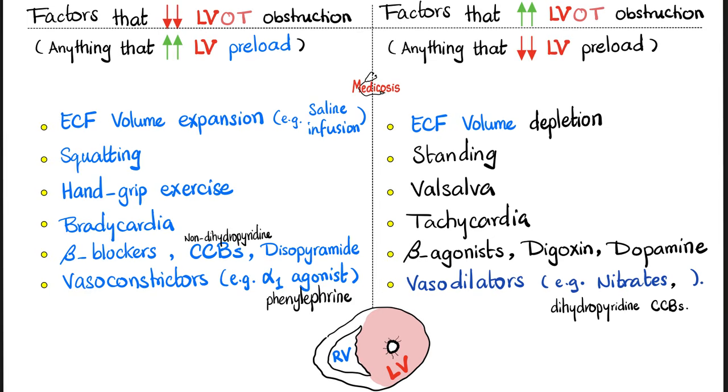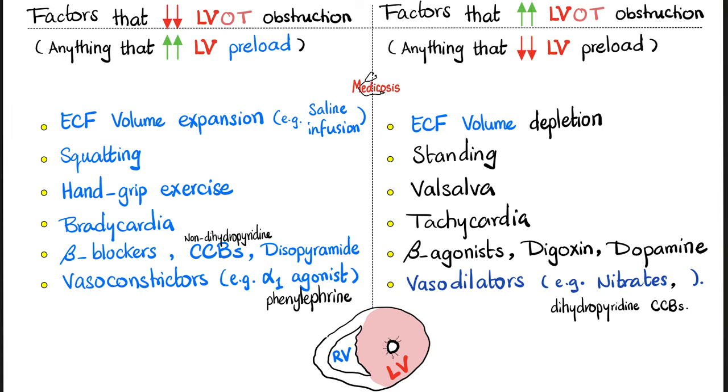How about beta blockers, calcium channel blockers? I mean the non-dihydropyridine calcium channel blockers like verapamil. How about disopyramide? This is an antiarrhythmic. It also leads to what? Bradycardia. All these three medications, whether verapamil, metoprolol, or disopyramide, cause bradycardia, giving the heart enough time to fill. So you're increasing the preload and alleviating the obstruction.